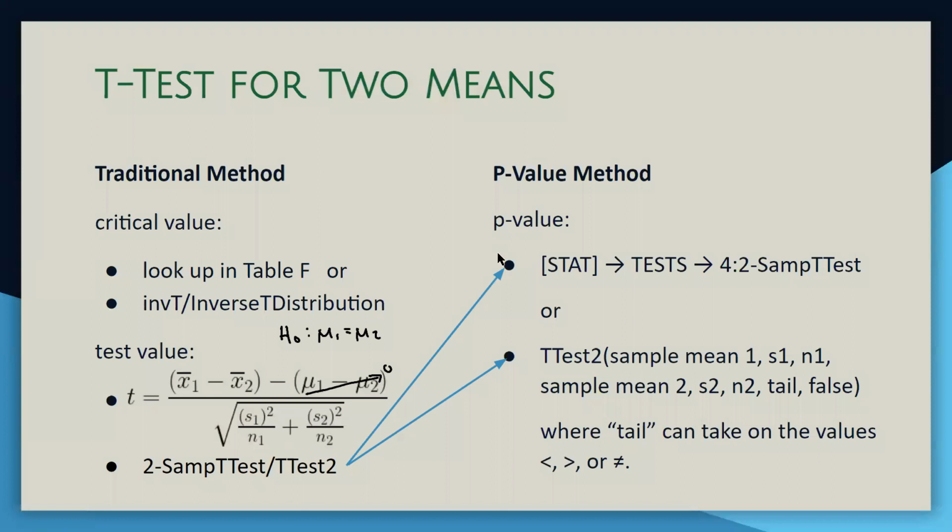For a TI-84, that's going to be in the stats test menu, and you want option 4, two-sample t-test. And then the prompts will show up. If you are in GeoGebra, it's a t-test 2, a little bit easier. It wants all the information for sample 1, and then all the information for sample 2. And then it wants tail, and then you need to type in false.